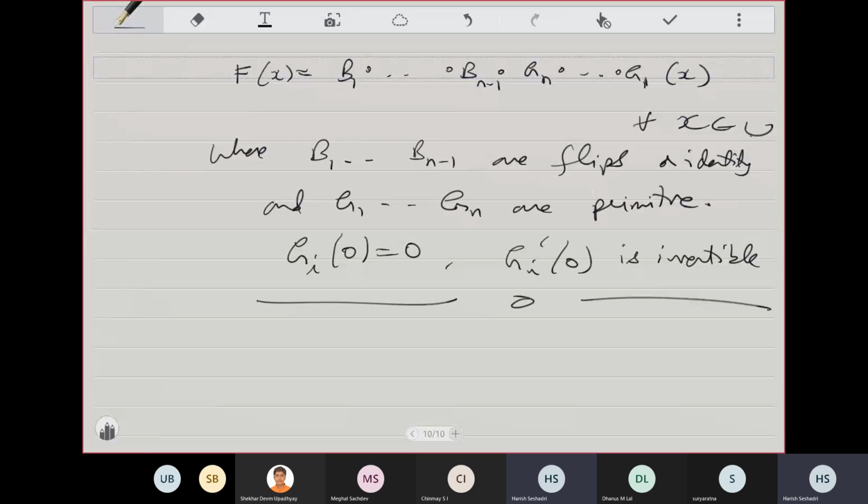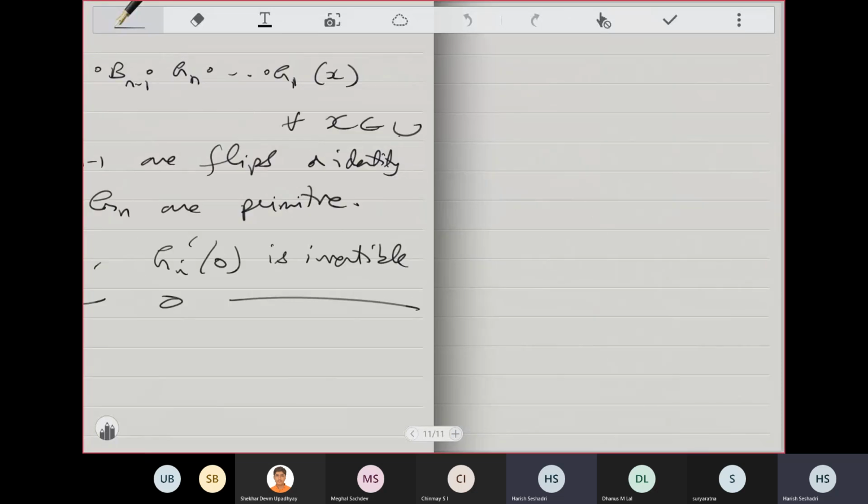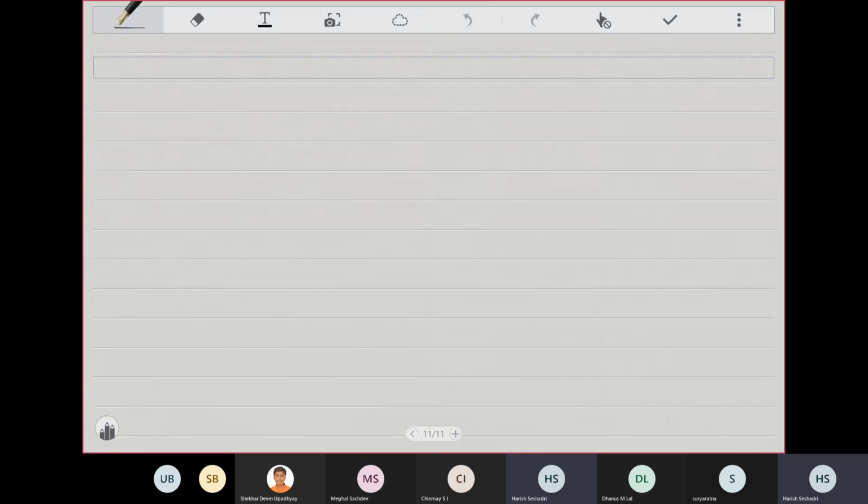So this requires some work. So let's start the proof. I don't know if I'll be able to finish it today. Let me see. I'll have to introduce one more class of functions.